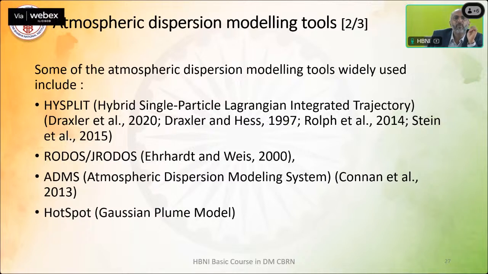This is also one of the good models. Then you have this Rhodos, basically that it uses a Lagrangian puff model, and the atmospheric dispersion model system ADMS, and HotSpot. HotSpot is basically based on a Gaussian plume model.